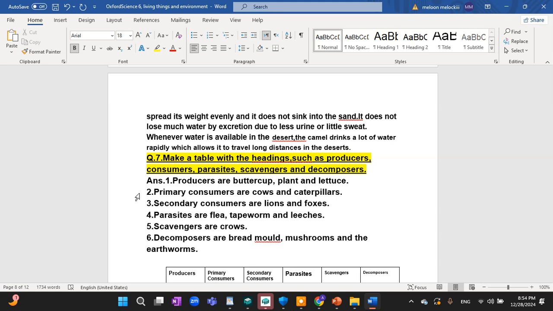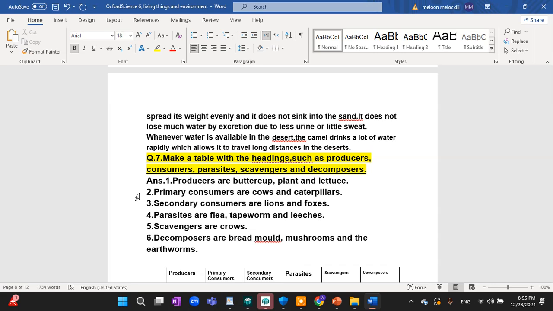Whenever water is available in the desert, that is, whenever there is rain in the desert, the camel drinks a lot of water rapidly, which allows it to travel long distances in the desert. Whenever the camel finds water in a desert, then it drinks a lot of water.